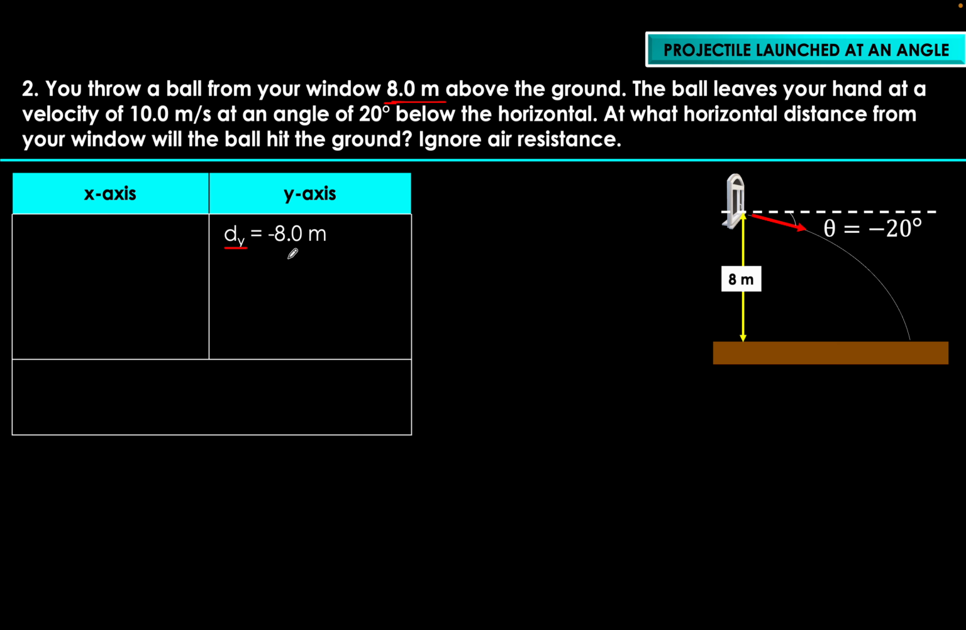So d sub y is negative if it's below the starting position, okay? Next, we also know that the velocity of the ball is 10 meters per second and the angle is negative 20 degrees. So again, negative because it is below the horizontal axis. Okay, so this is the horizontal axis because your vector is here. This is the main velocity we're looking at and its tail is right there.